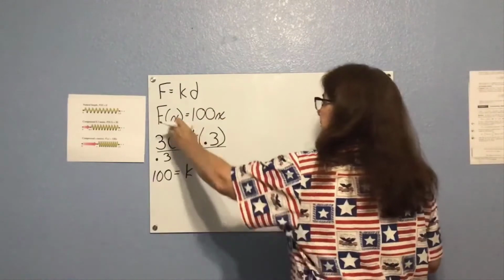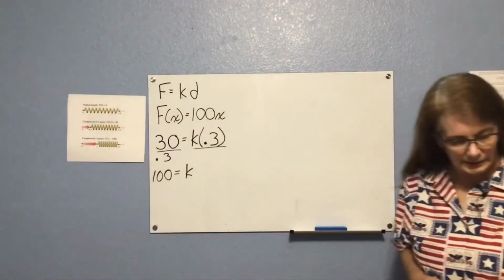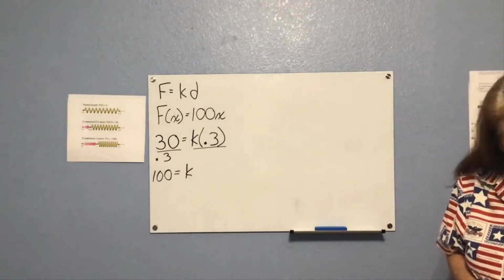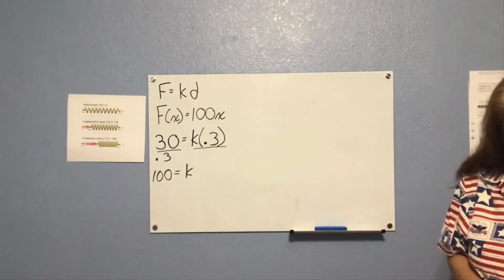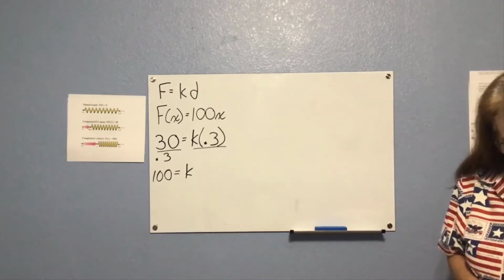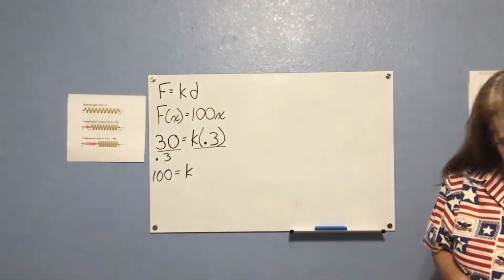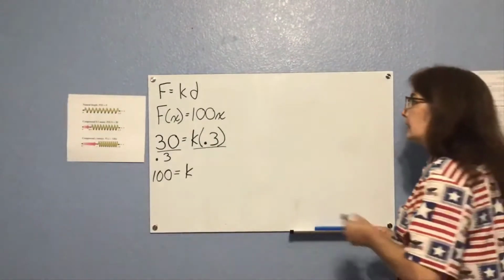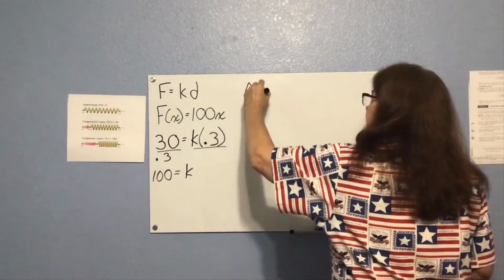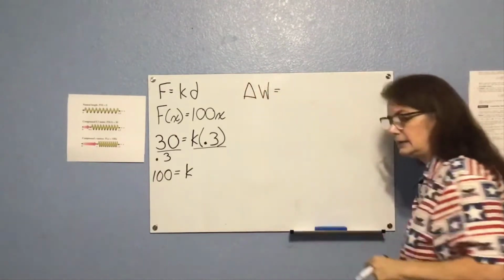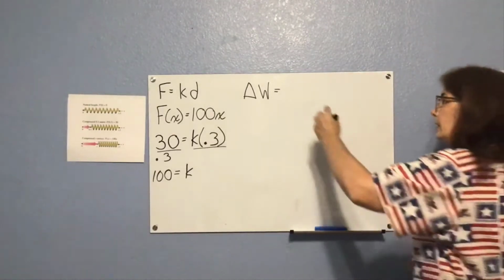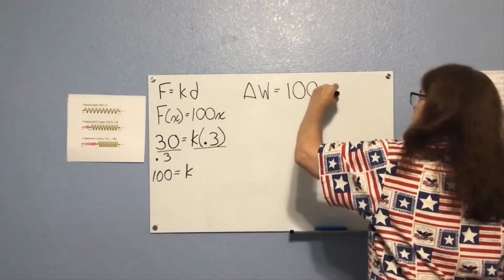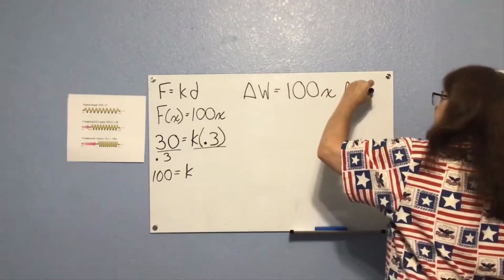So going back to this equation, we've got f of x equals 100x. That's where that came from. So to find work, we want to assume that the force required to compress a spring over a small increment delta x is nearly constant. So the increment of work is as follows. Delta W is equal to 100x times delta x.